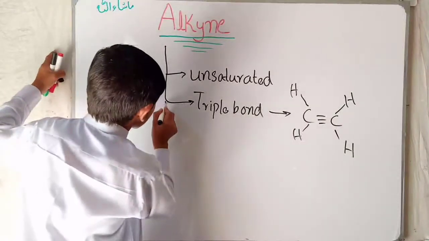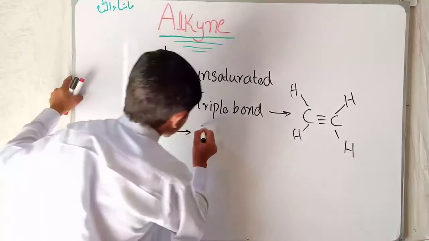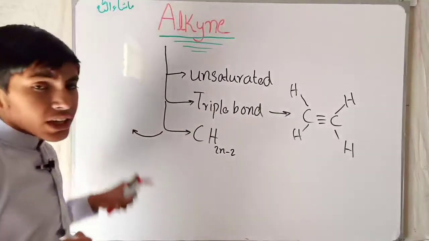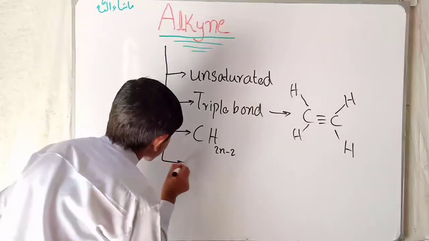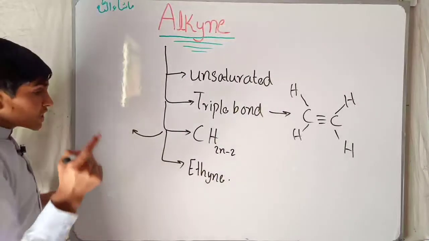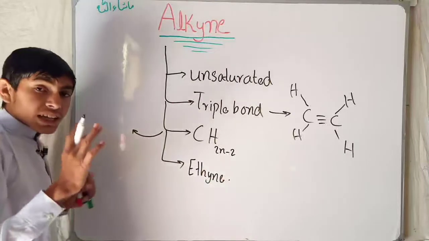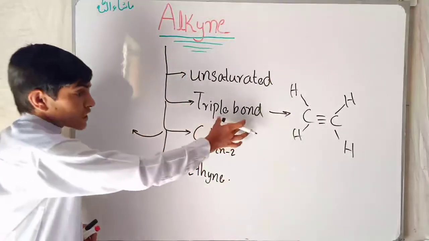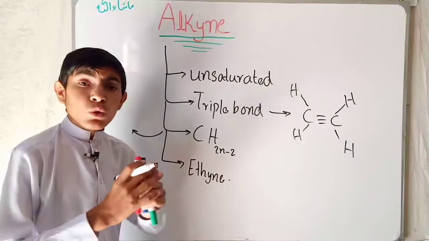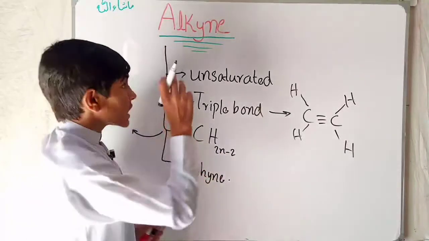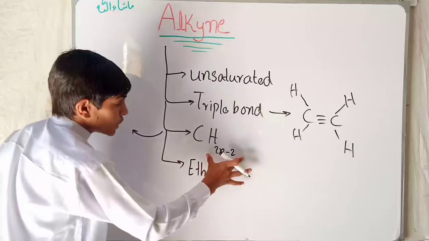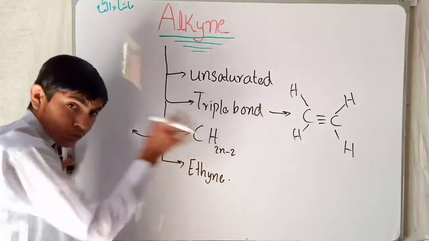The third one is that their general formula is CnH2n-2. The simplest alkyne is ethyne. Methane is not an alkyne, because in an alkyne there should be a triple bond between carbon atoms, while methane has only one carbon atom and no formation of a triple bond. So let us see how we can apply this molecular formula on ethyne.